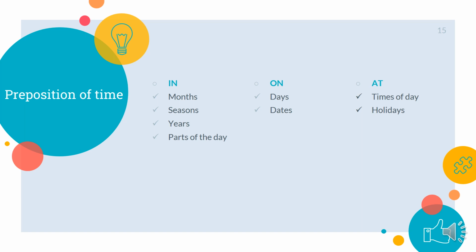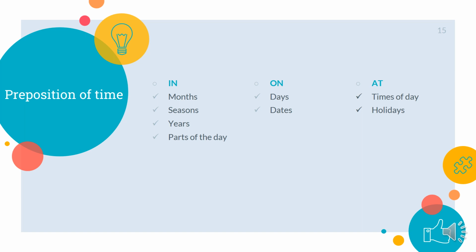Then we have the other preposition of time, on. On we use with days. Do you remember what are days? Days are, for example, Monday, Sunday, Tuesday, Friday, etc. We use on with dates. For example, 19th September.